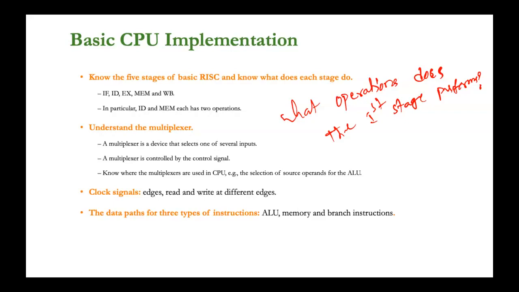If you just answer "it's instruction fetch," you will get 0 points. Specifically, what operations does the first stage perform? The first stage is obviously the instruction fetching stage, but what are the different operations performed in it? PC increment. ALU is wrong. PC plus 4, that's correct.